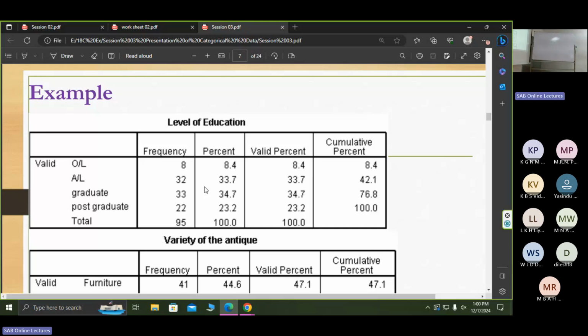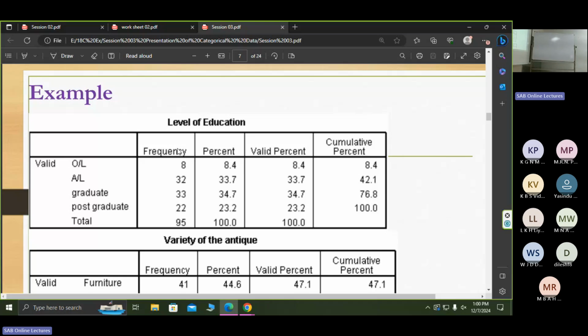The level of education is a categorical variable. There are some categories. The first column represents the categories: O level, A level, graduate, postgraduate. It's clear? Then the next column represents what? Frequency. Then the percentage, valid percentage and cumulative percentage. We will discuss these one by one.